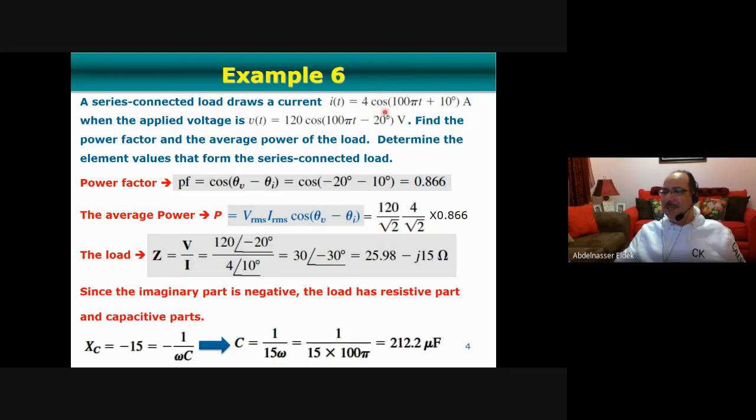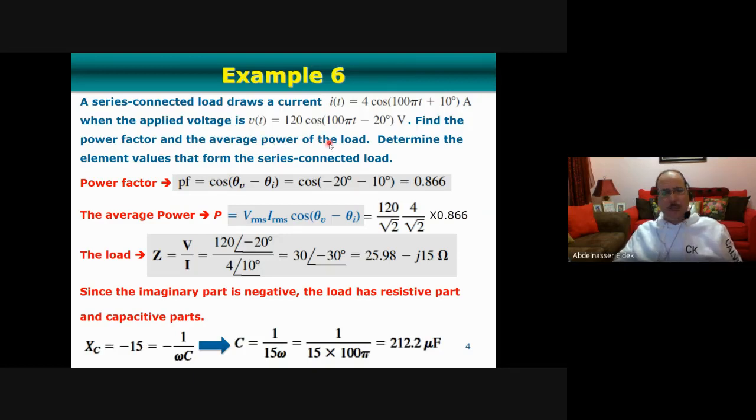The voltage phase here is negative 20. The current phase is 10. The difference in phase is negative 20 minus 10, which is negative 30. So cosine of negative 30, that's it. This is the power factor. Theta V is negative 20 and theta I is 10, so cosine of negative 30 gives this number here. So this is the first part.